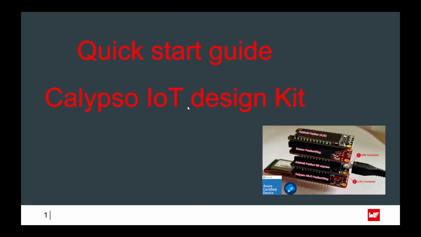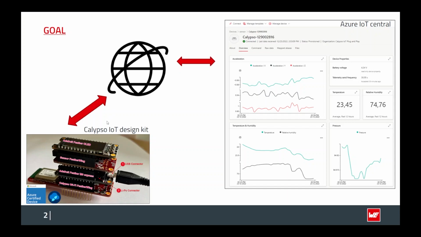Hello and welcome. In this video, I'm going to guide you through a process of creating a complete end-to-end IoT solution using the Calypso IoT Design Kit and Microsoft Azure IoT Central platform. What we are going to do today is use the Calypso IoT Design Kit to generate sensor data as well as transmit this data wirelessly over the internet onto the cloud platform.